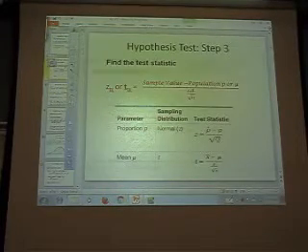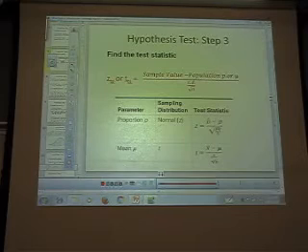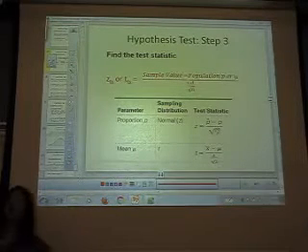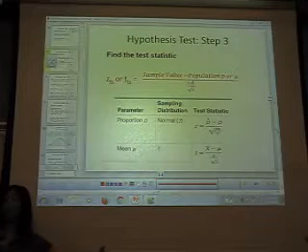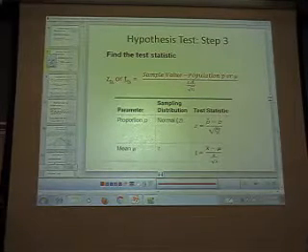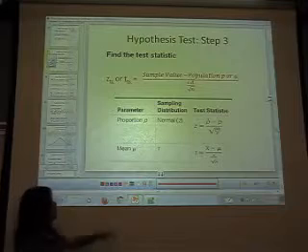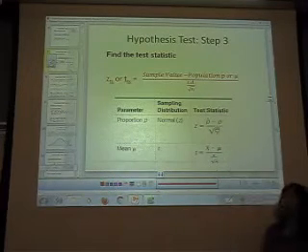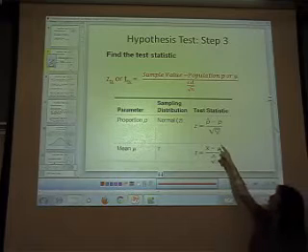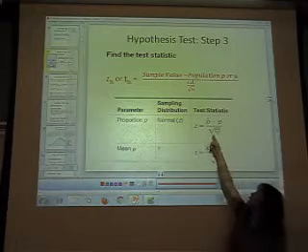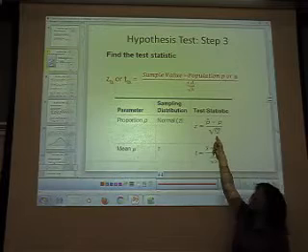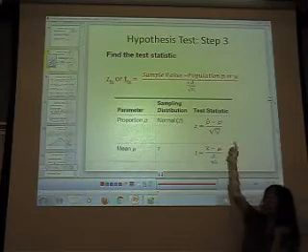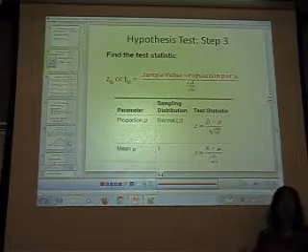Step 3, find your test stat. How far is your sample from what you expected to get, from your claim, from your mu naught or your p naught, and then divide by the standard deviation. For proportion, you'd be p hat minus p divided by the square root of pq over n. Make sure when you write this in your notes that the square root includes the n. The whole thing is square rooted. Some of you got lazy and only square rooted the pq, and then it screwed you up when you tried to do it later.